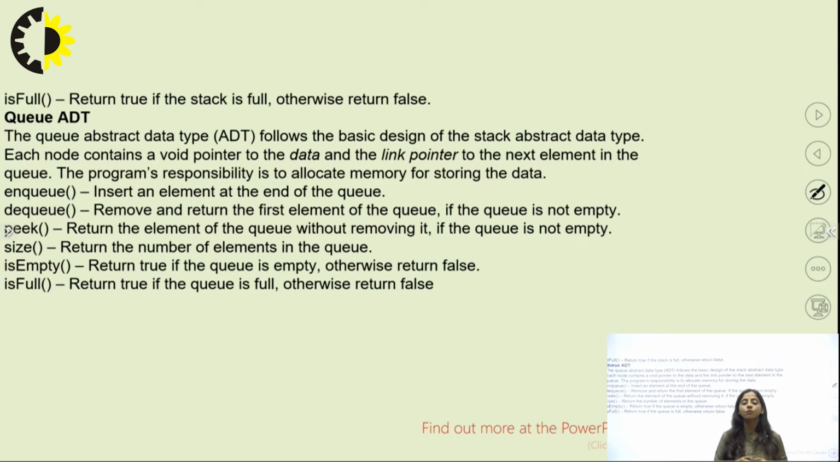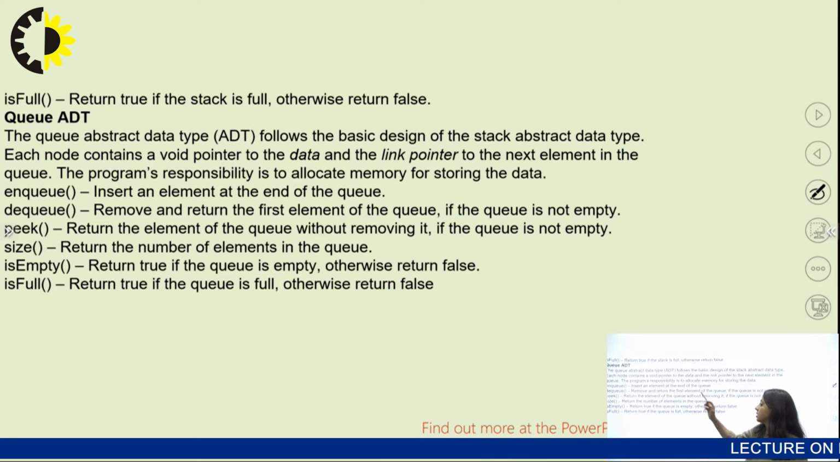Each node in the QADT will contain a void pointer to the data and the link pointer to the next node in the queue. The program's responsibility is to allocate memory for storing the data.